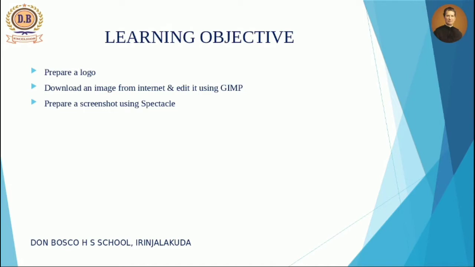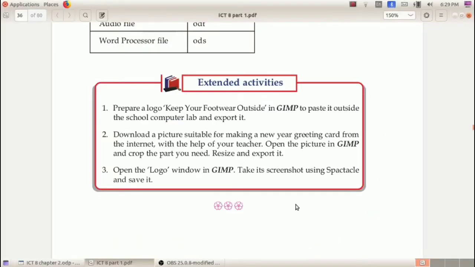So we'll be doing 3 activities that is given in your textbook as extended activities. So we will prepare a logo, then we'll download an image from internet and we'll edit it in GIMP software. Then we'll prepare a screenshot using the Spectacle software. So in your textbook, in extended activity section, we can see 3 questions. We are going to do these 3 activities as our revision.